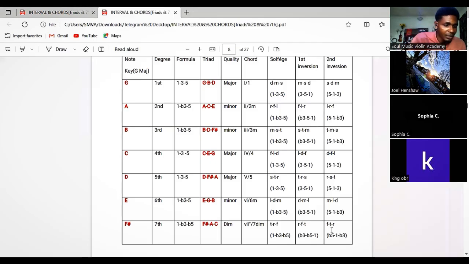Let me show you how that sounds. So F sharp, in the key of G major, F sharp is your 7th degree. So you have F sharp diminished. This is the way it sounds.